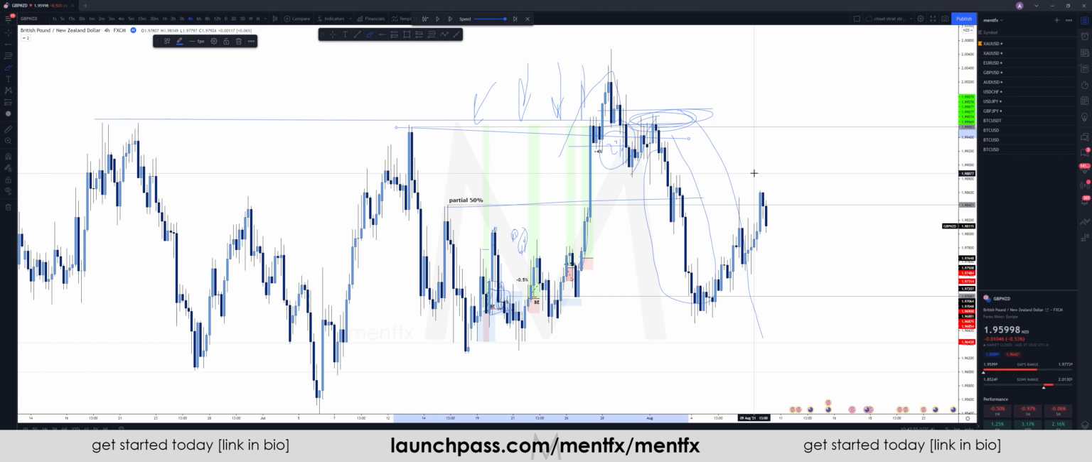This is how you keep your psychology intact. This is how you don't over leverage on positions. This is how you don't revenge trade. And this is how you create a profitable system.